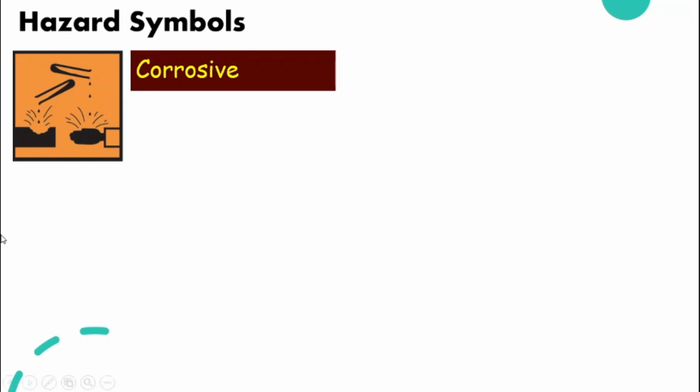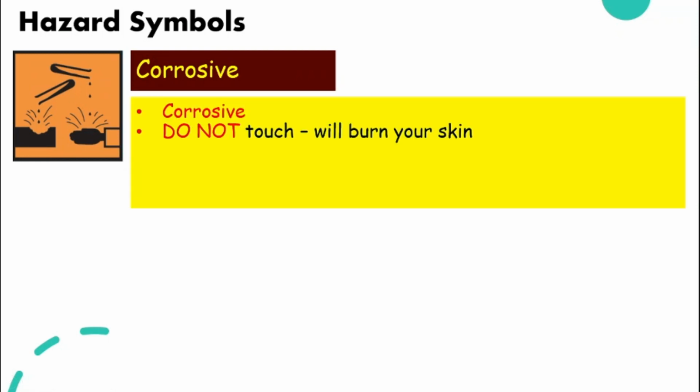Look at this. If your hands or any surface is exposed to this type of chemicals, there is a hole. Look at this hole here. So it means that this chemical is very corrosive. Do not touch this type of chemicals. Do not let it come near your skin because they burn.